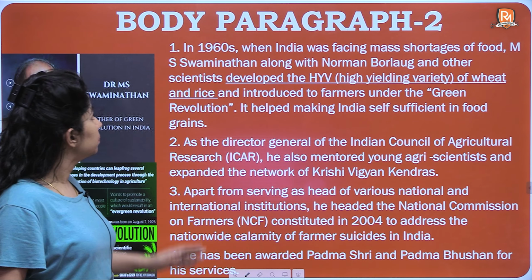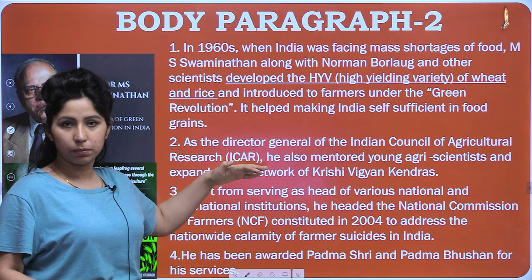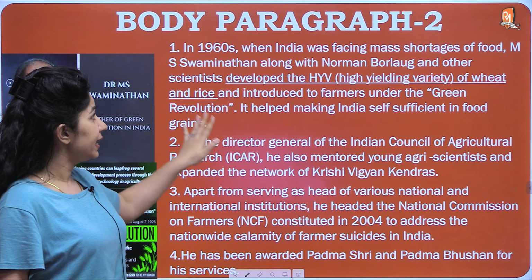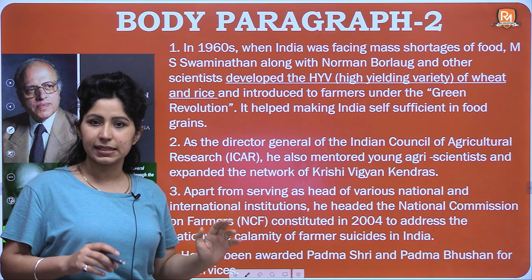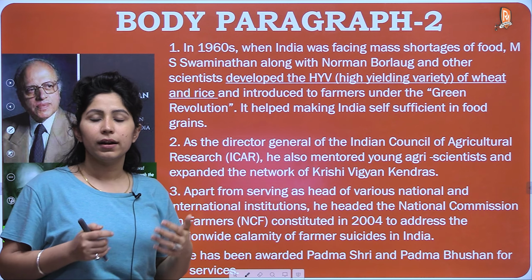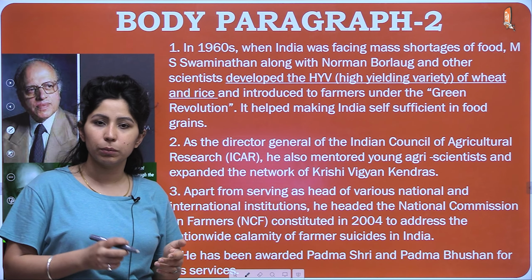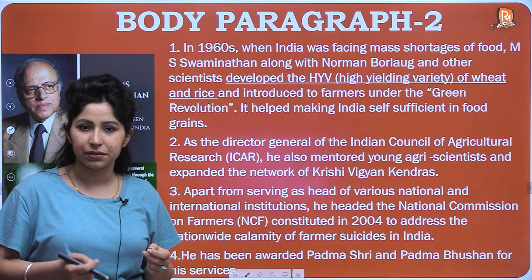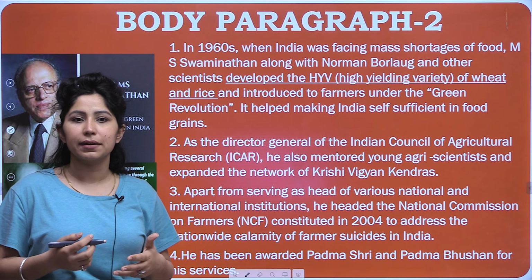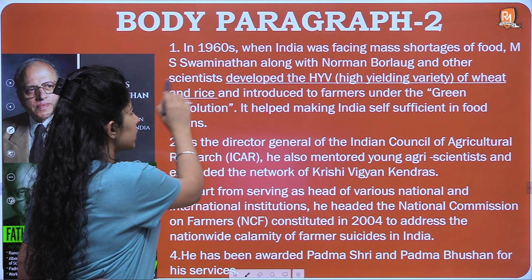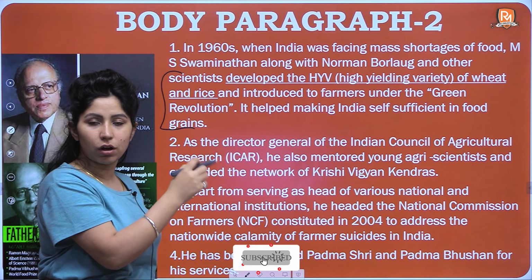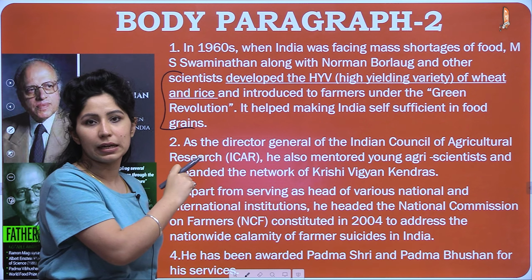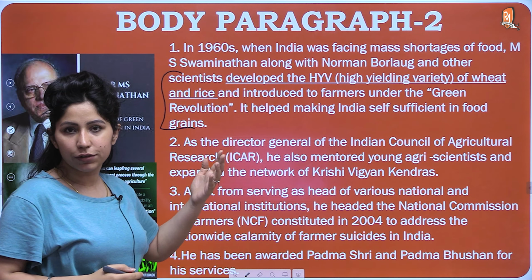So, starting with the brief overview of Dr. M.S. Swaminathan. In the 1960s, when India was facing a mass shortage of food, M.S. Swaminathan along with Norman Borlaug and other scientists developed high yielding varieties of wheat and rice and introduced them to farmers under the Green Revolution. This was the most important contribution of Dr. M.S. Swaminathan, high yielding varieties of seeds.